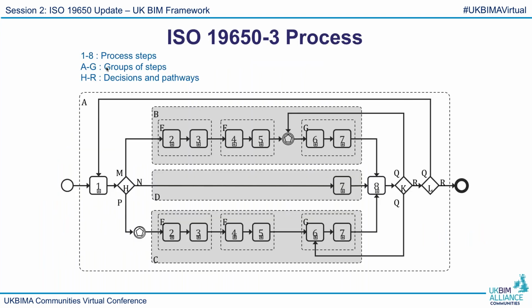This is one area where the ISO becomes more complicated than Part 2. This diagram is the process map through the ISO standard. And those of you that are familiar with 19650 Part 2 may remember that there is an 8-step process numbered from 1 to 8, which guides the various users of the standard through the various activities they have to comply with.